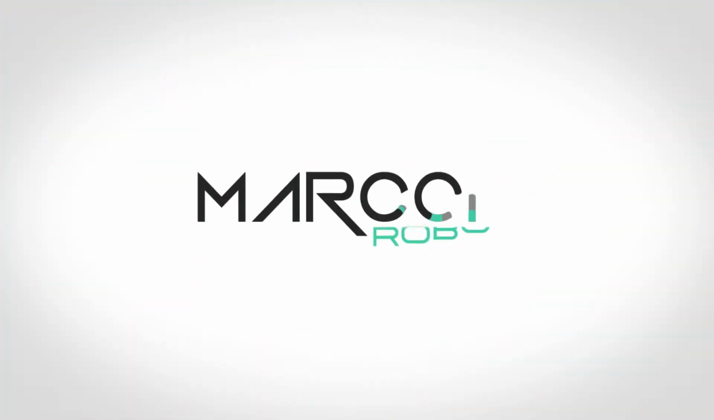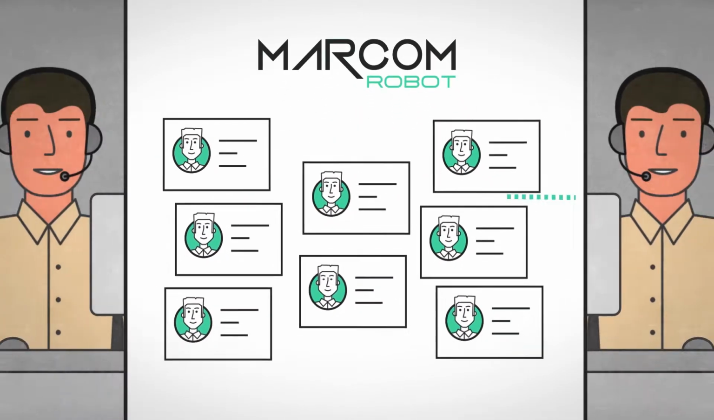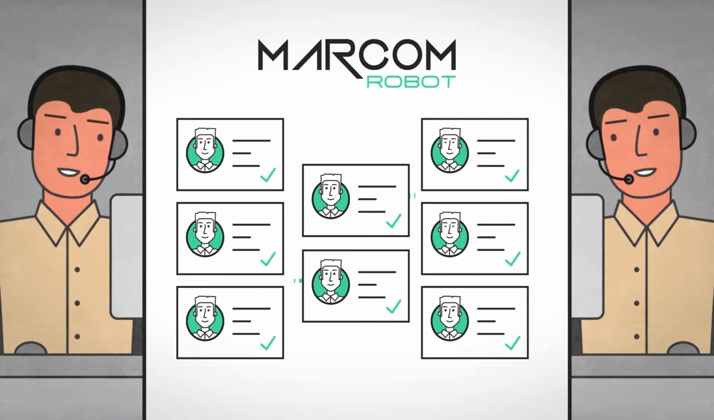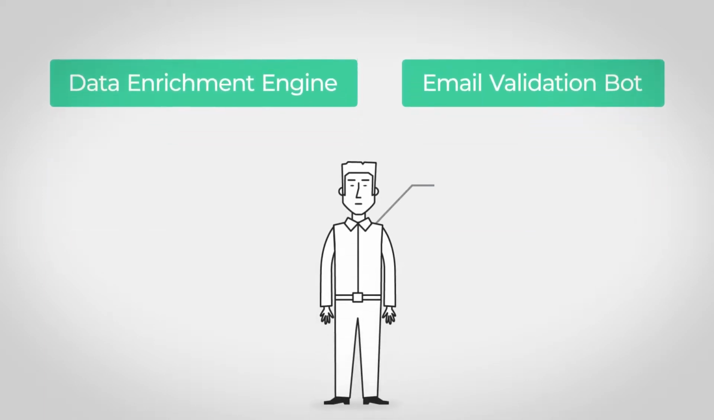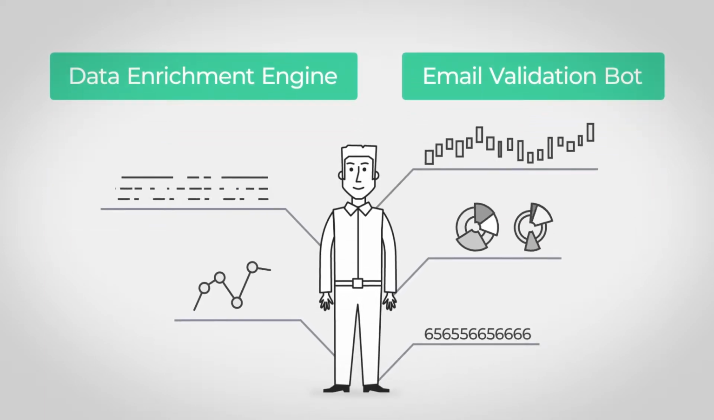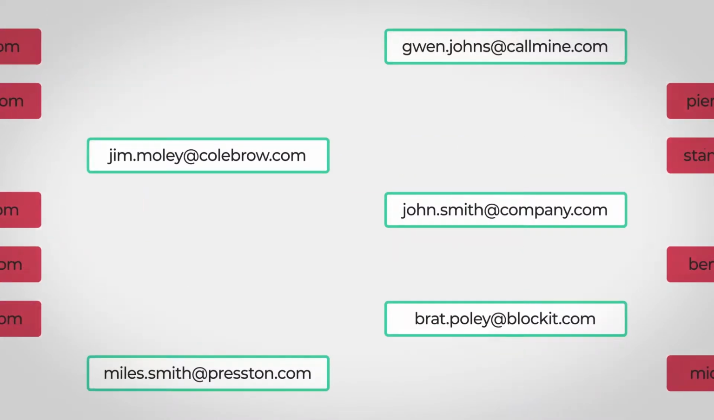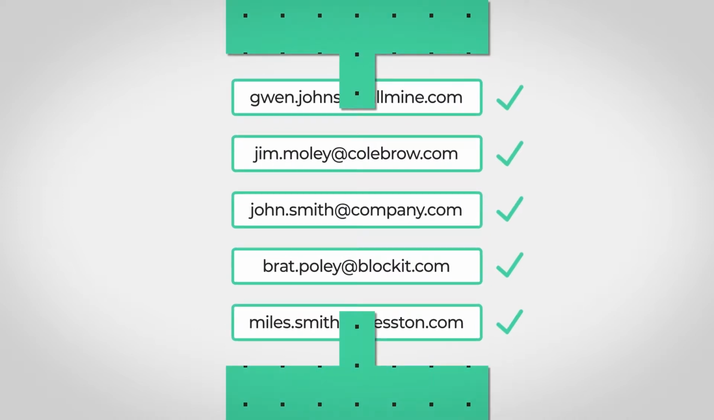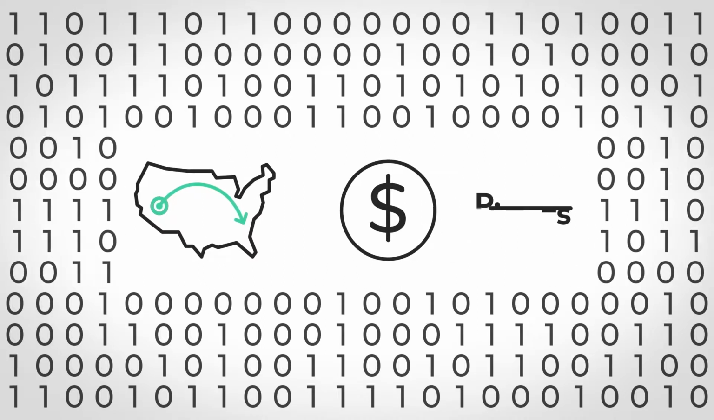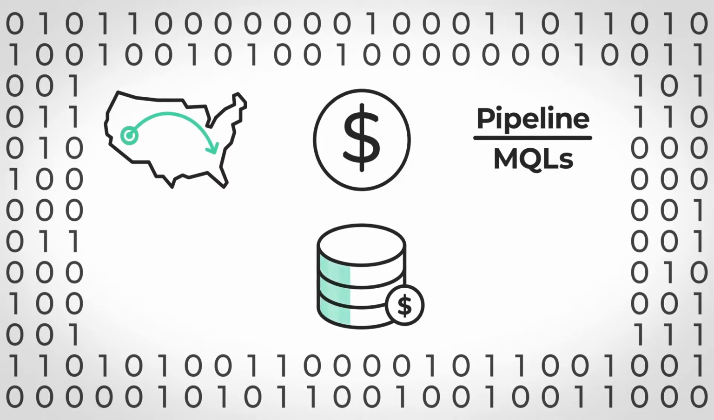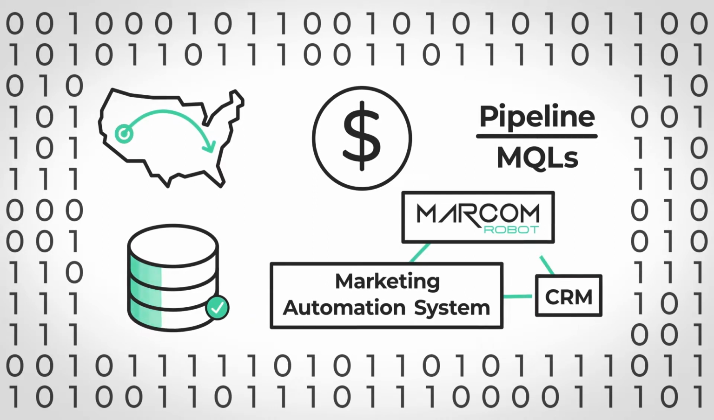At Marcom Robot, we are focused on making sure the leads your marketing team's generating have quality data so that your sales team can jump on them right away and meet their SLAs while creating healthy pipeline. The Data Enrichment Engine and Email Validation Bot are designed to provide as much information about both your new leads and existing customers as possible. We also automatically identify quality email addresses so that you can get rid of junk leads immediately. This data hygiene helps you improve lead routing, speed of the sales follow-ups, conversion rates, all while reducing your data storage costs and essentially helping you get the most out of your investment in a marketing automation system and CRM.